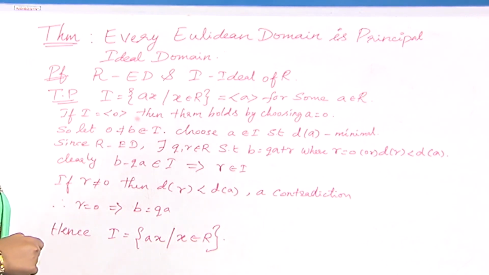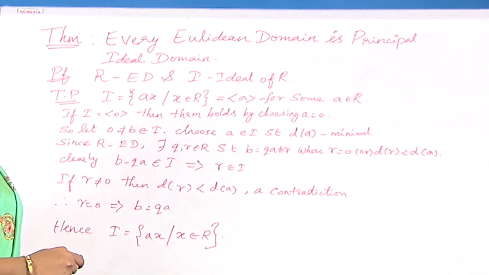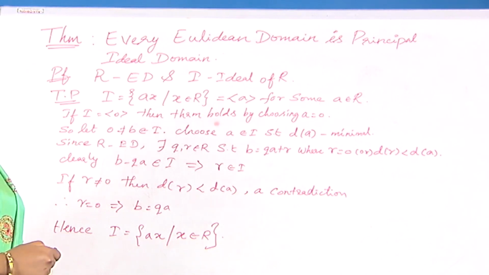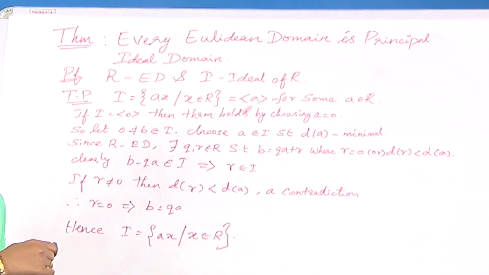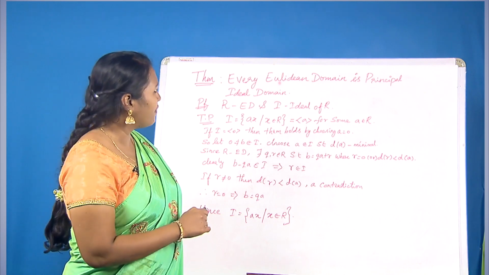Now if I is equal to the ideal generated by 0, this is the trivial case here, then the theorem holds. You can see that it holds because we take a is equal to 0. So for the trivial case it is true, but let us choose a b which is non-zero. Let b be a non-zero element and let us take it from this ideal I. It is an ideal of R. We are only now going to prove that it is a principal ideal. So we are taking a non-zero element from I, which is our ideal, and we are going to choose an a belonging to the same ideal such that d of a is minimal. Now this is possible because we have a Euclidean domain.